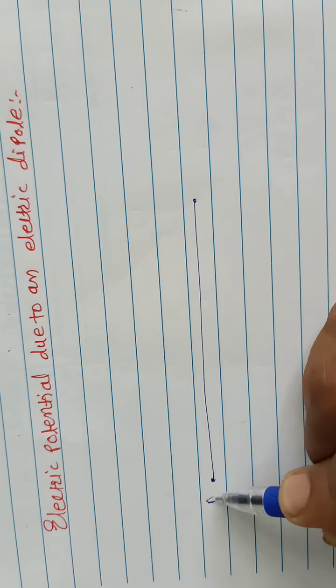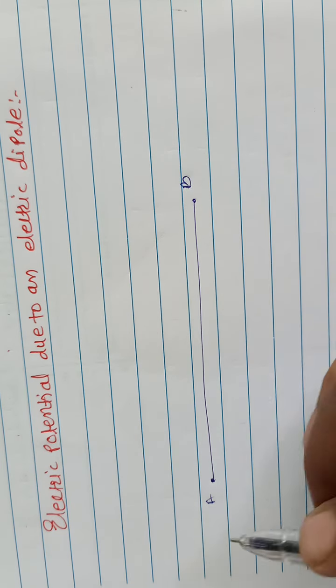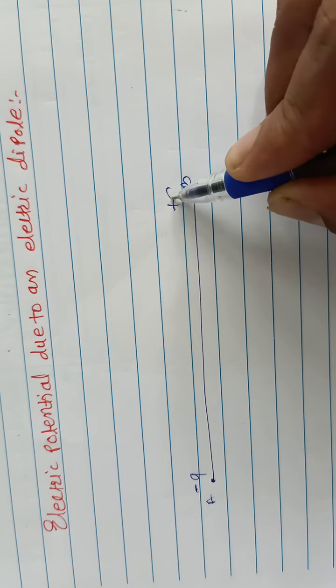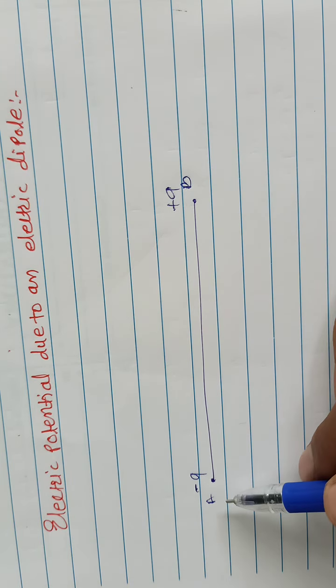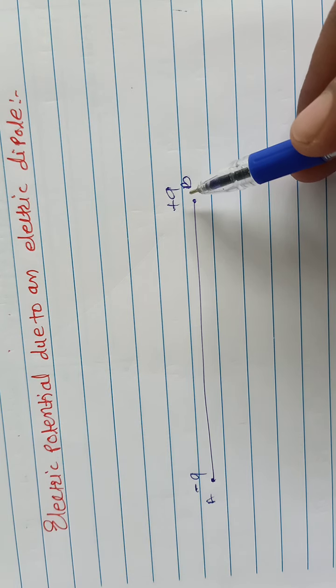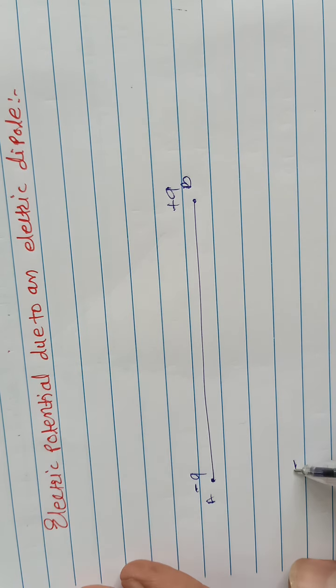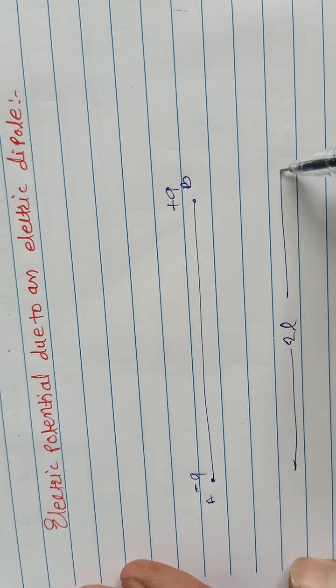So I have point A and point B. That means we have the charges minus Q and plus Q. At point A we have minus Q, at point B we have plus Q. They are separated by a finite distance, which is 2L.